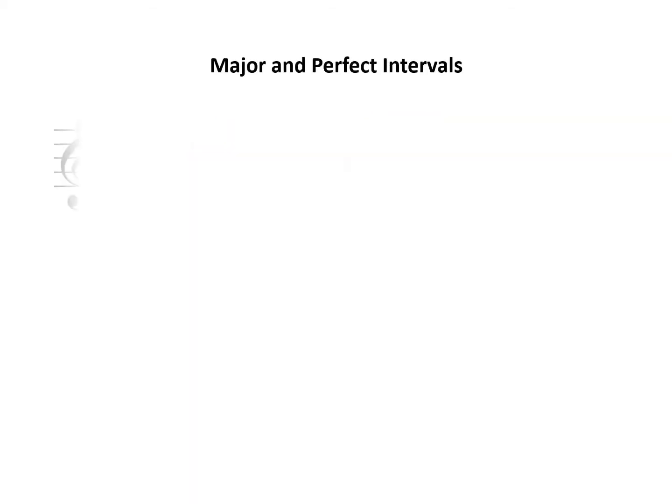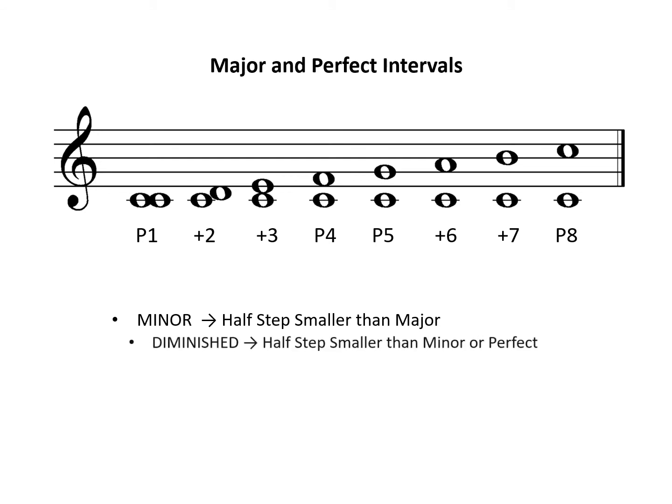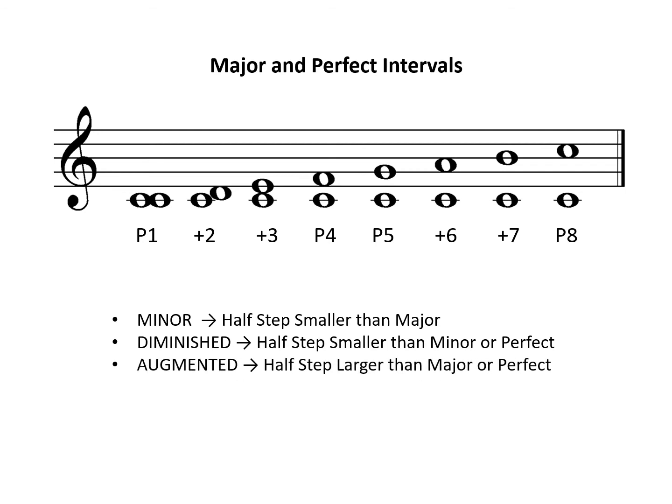Each note of a major scale above its tonic creates a major or perfect interval. Perfect intervals are unisons, fourths, fifths, and octaves. Major and minor intervals are seconds, thirds, sixths, and sevenths. A minor interval is a half step smaller than a major interval. A diminished interval is a half step smaller than a minor interval or perfect interval. And an augmented interval is a half step larger than a perfect or major interval.